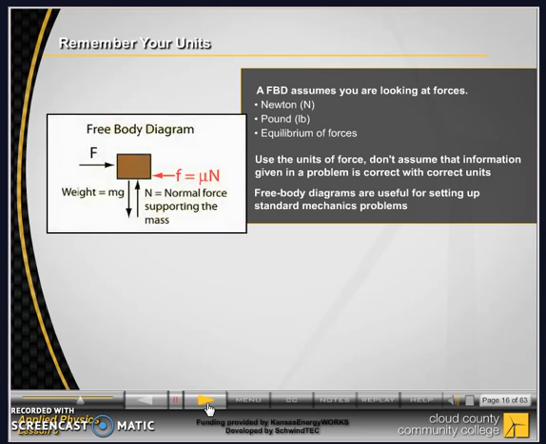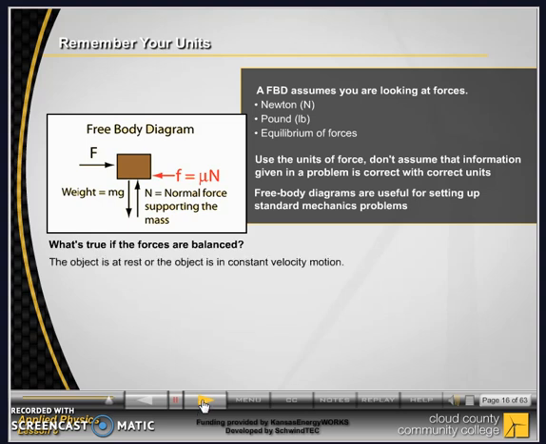Here's a sketch of another example of a free body diagram which shows a force pushing an object to the right with a frictional force opposing its motion directed to the left. What is true if the forces are balanced? Answer: the object is at rest or the object is in constant velocity motion.